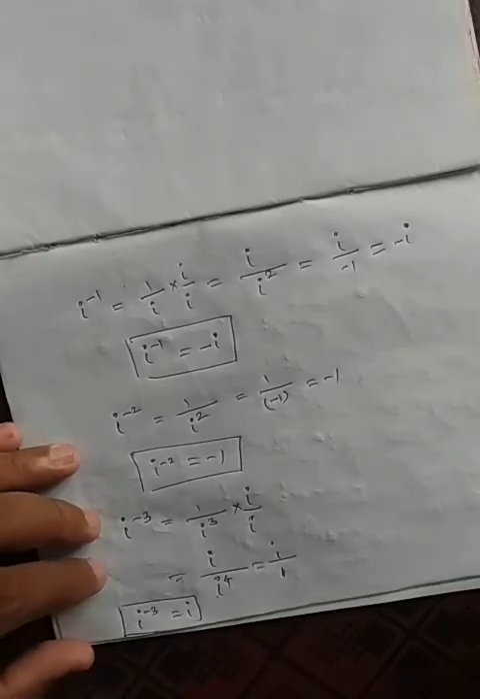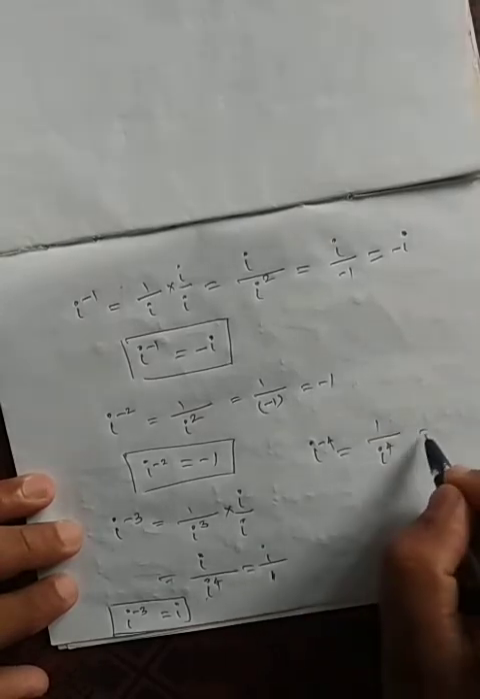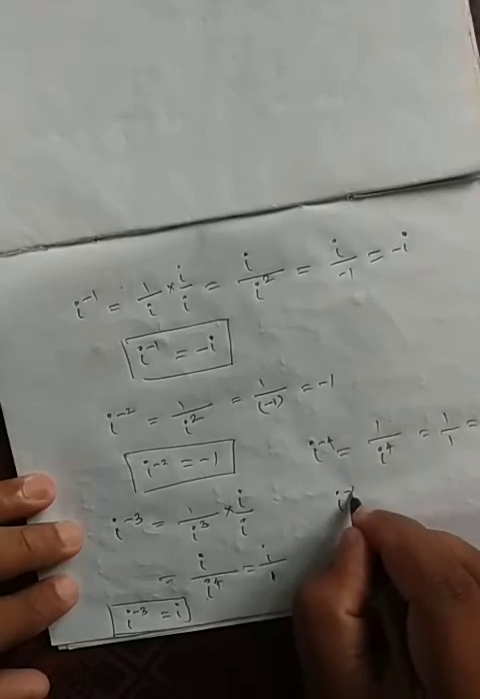Even if it is coming negative, we can multiply. Similarly you do i power minus 4. How are you going to write? i power minus 4 is 1 by i power 4. I power 4 value you know is 1, so 1 by 1 is nothing but 1. So we can write i power minus 4 value is 1. Likewise we can calculate any number which is negative.